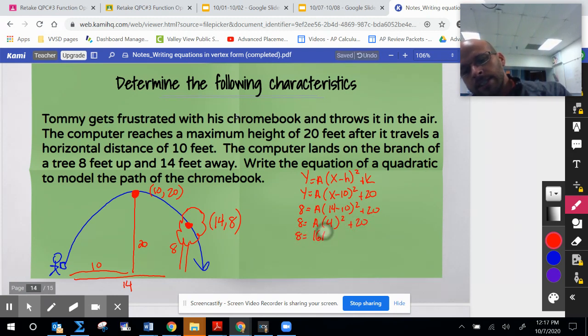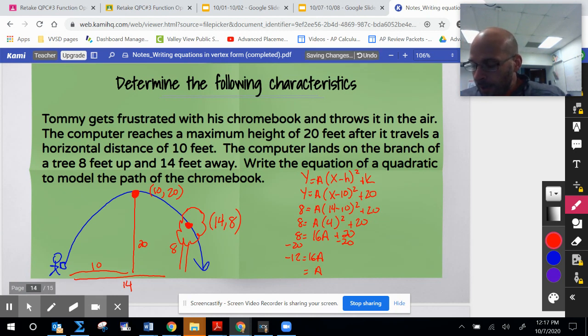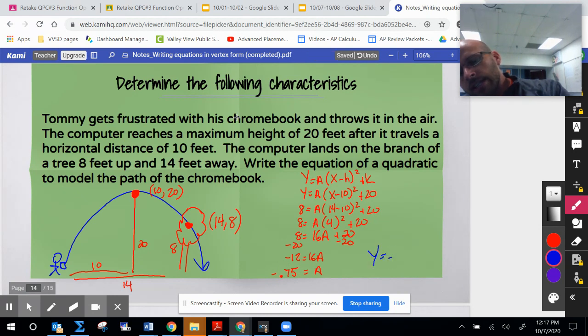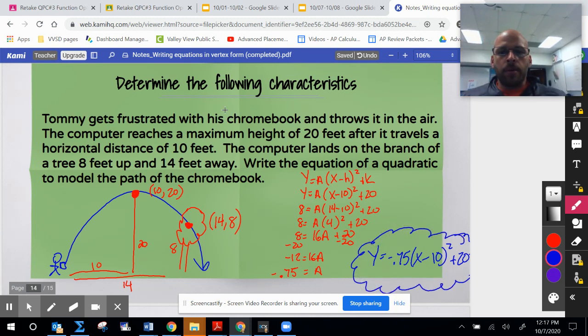4 squared is 16a. Subtract the 20. So I get negative 12 equals 16a. And if you divide by 16, negative 12 divided by 16 is negative 0.75. So the equation for my quadratic is negative 0.75 times x minus my vertex, 10, squared plus 20. And this is the equation for my parabola.